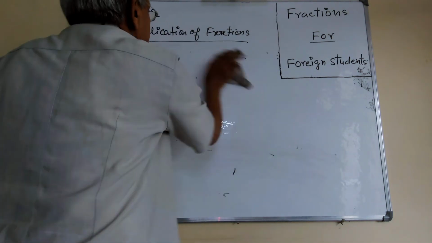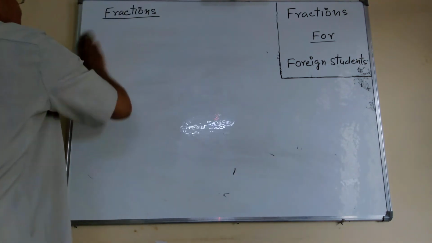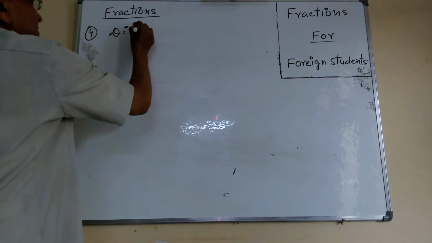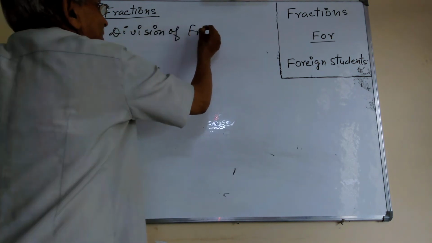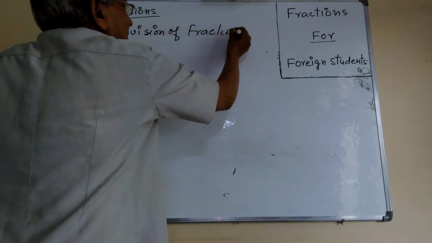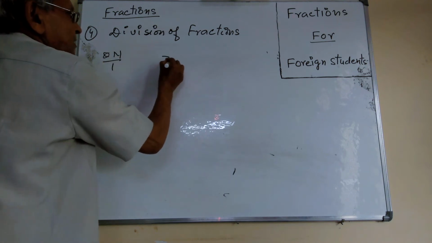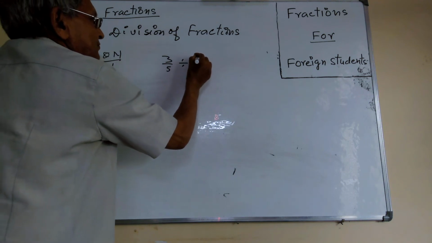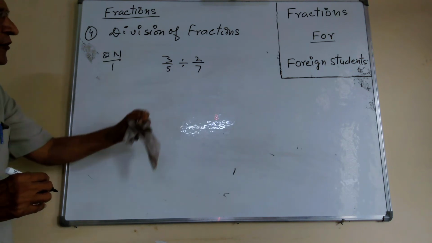Now, my dear students, now I am taking division of fractions. Fourth, division of fractions. See here, question number first. Division: 3 by 5 divided by 2 by 7. These are the two simple fractions, and these fractions are in proper form.